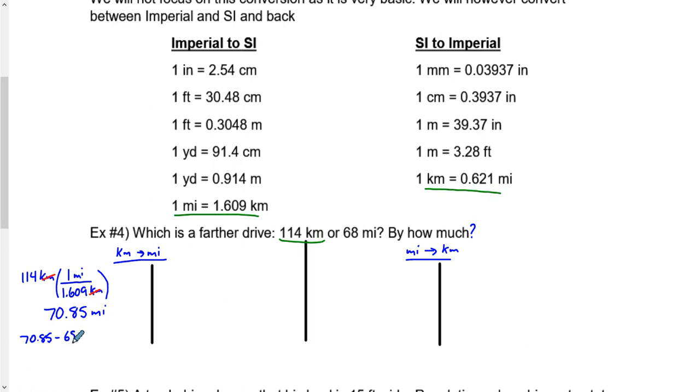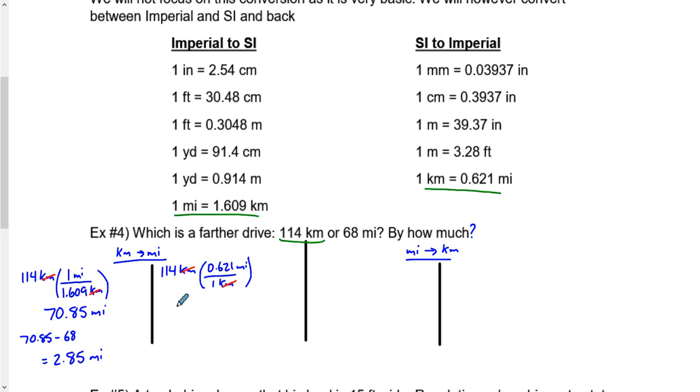70.85, subtract our 68, is 2.85 miles. But what about if we had used this conversion instead? 114 kilometers. That 1 kilometer is 0.621 miles. Our kilometers would still cancel off, and we'd still be left with miles. But our only difference is we'd be taking 114 and multiplying by 0.621.